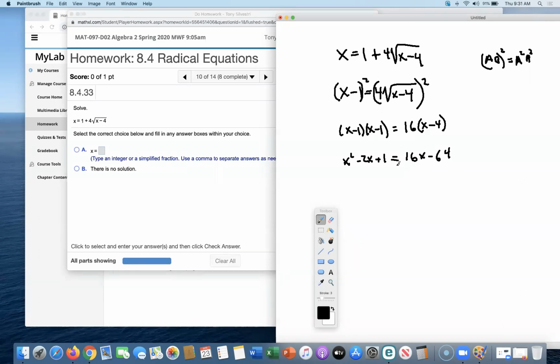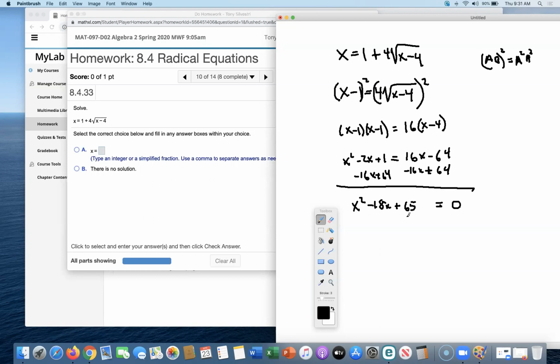You've got a problem with the square. Minus 16x plus 64, minus 16x. That's a plus, right? That's a plus. Plus 64. This gives me the equals 0. Now this gives me x squared minus 18x plus 65.